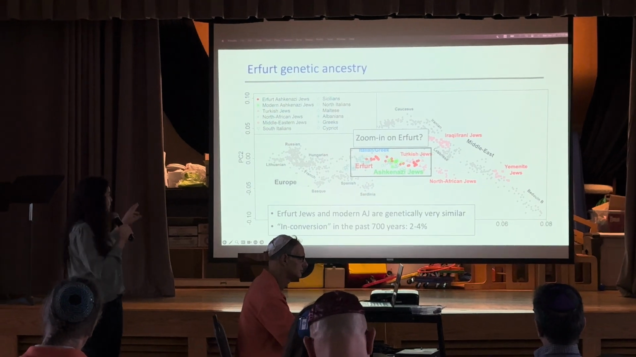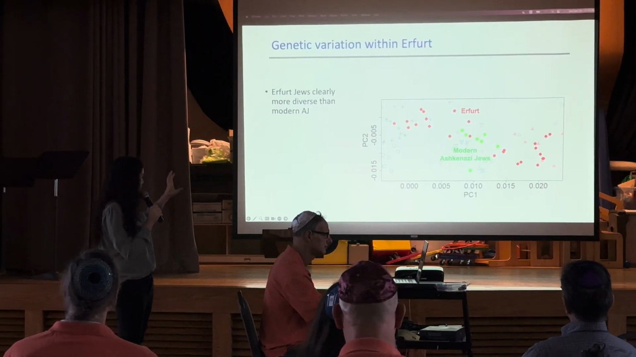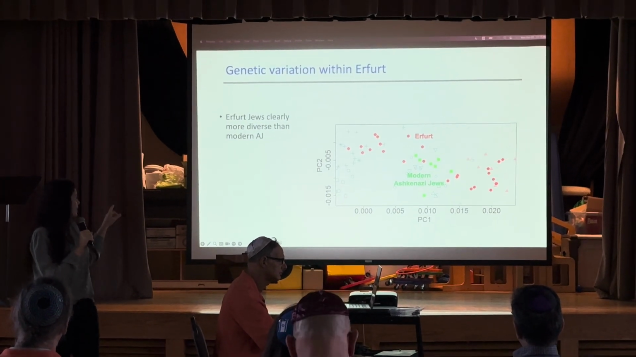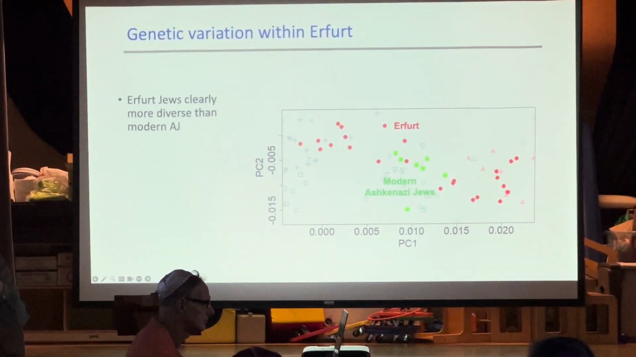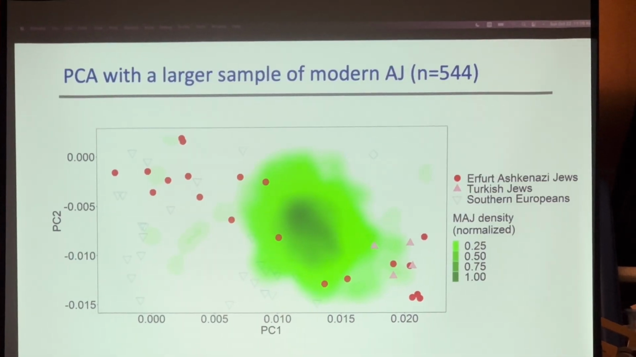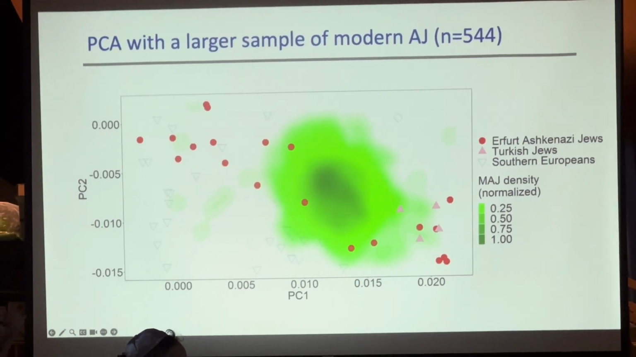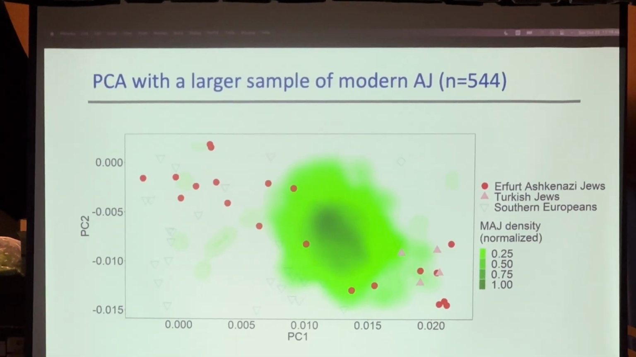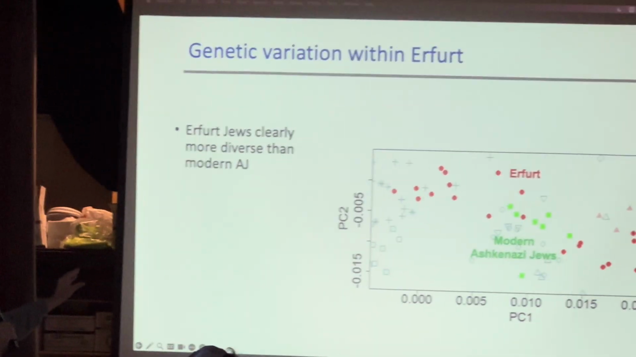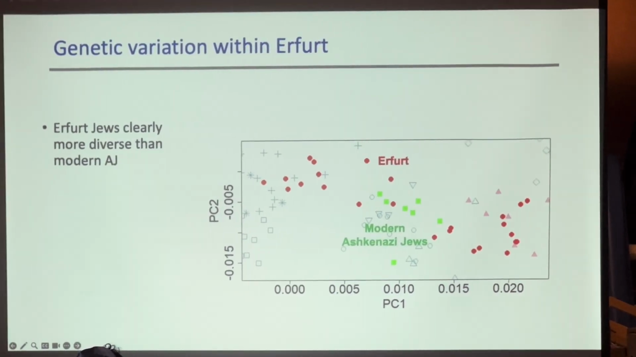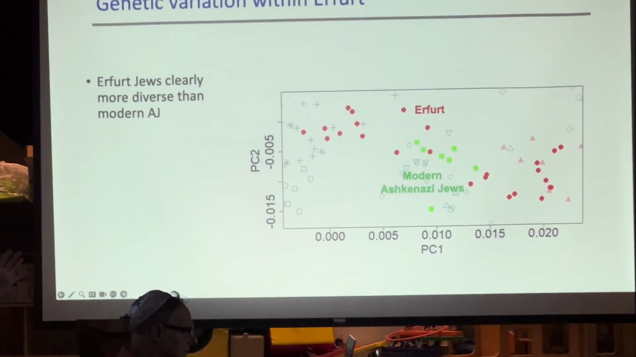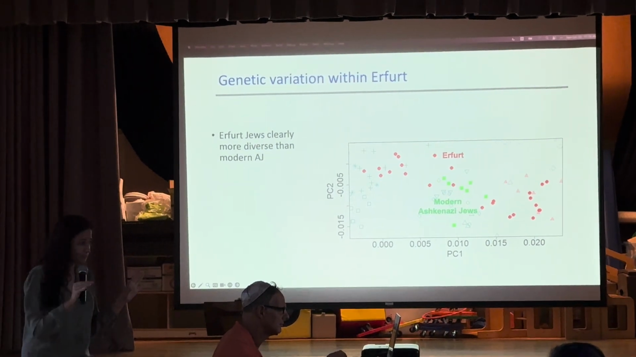But another thing, if we zoom in on the Erfurt and modern Ashkenazi Jews individuals, is that you can see the Erfurt samples are much more diverse than the present-day Ashkenazi Jews. The present-day Ashkenazi Jews form this tight cluster in the middle, and the Erfurt Jews spread out on the two sides of the present-day Ashkenazi Jews.